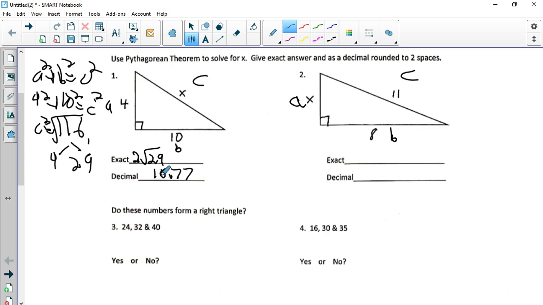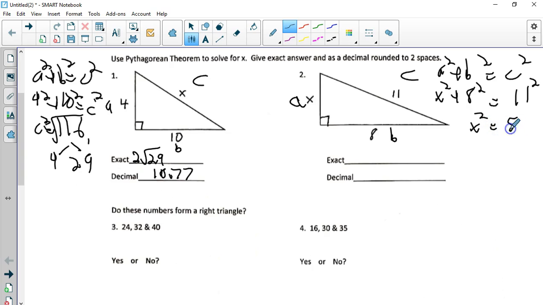Okay, number 2. Again, very important here to write this first. Because we do have C. We don't have A, but we do have B. And again, A and B are interchangeable. So, 11 squared is 121. 8 squared is 64. If you subtract 121 minus 64, you get 59.